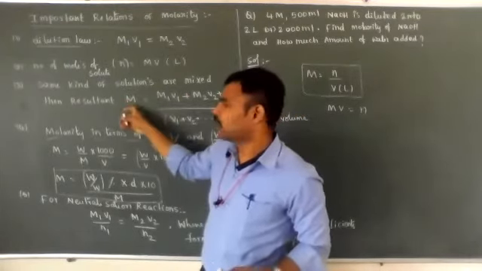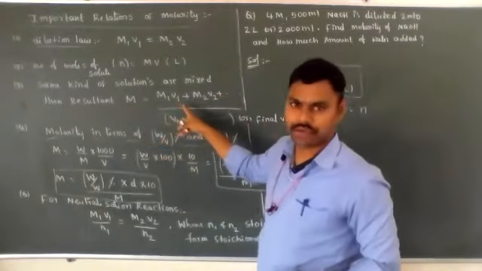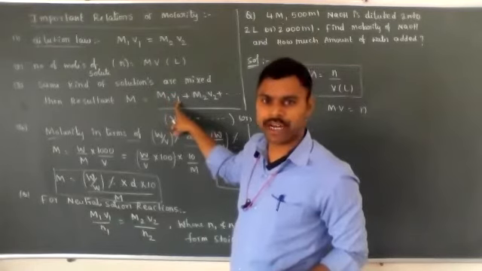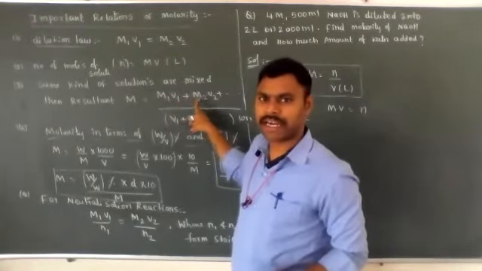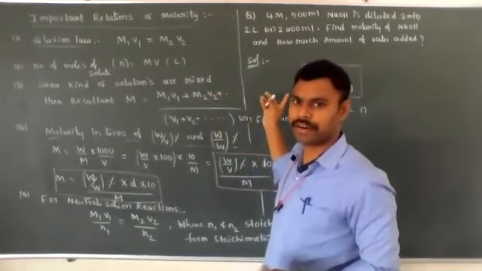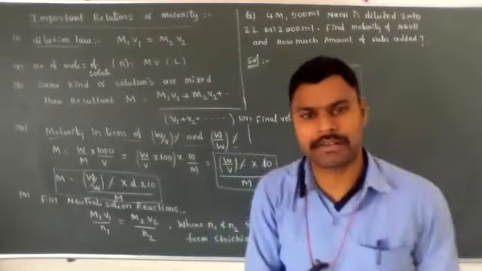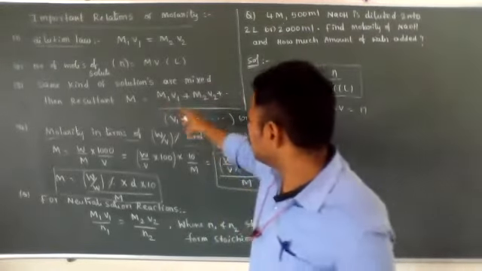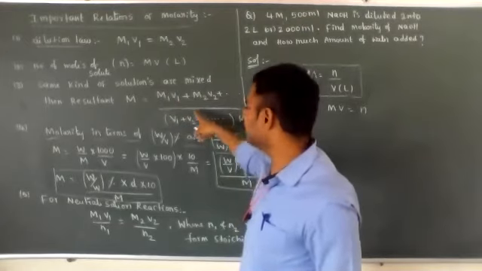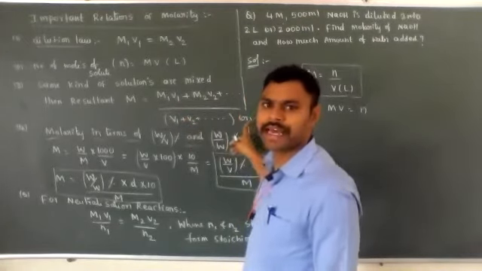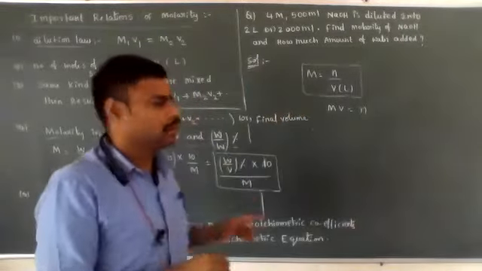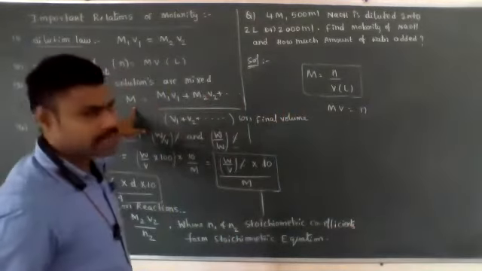The resultant molarity is equal to M1V1, first solution molarity and its volume, plus second solution molarity and its volume, plus third solution, 3 or 4 or 5, however many same kind of solutions you are mixing. So M1V1 plus M2V2 up to MnVn, divided by V1 plus V2 plus V3 up to Vn, the total volume of the resultant solution. Then we get the resultant molarity.